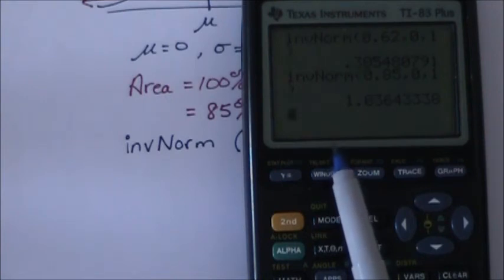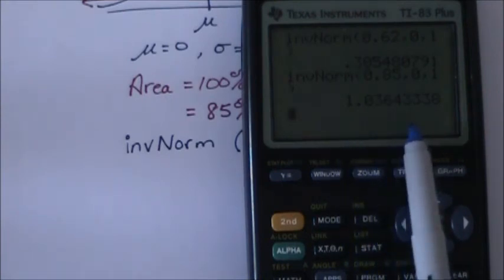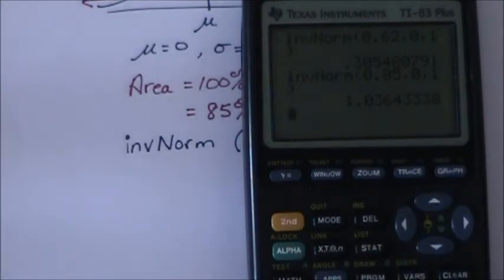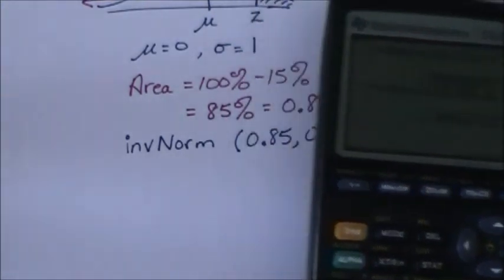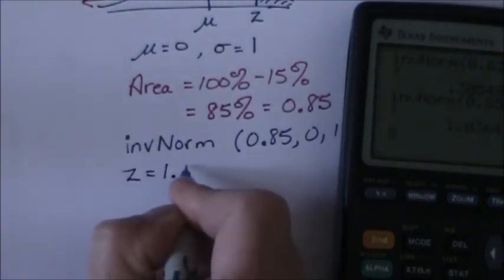And we get a z-score value of 1.0364. Now remember, z-score values go to 2 decimal places. So after the 3 was a 6, which means that 3 is going to become a 4. So we are looking at z equaling 1.04.